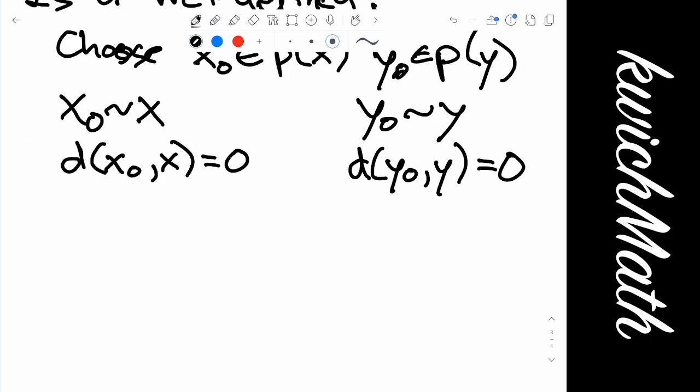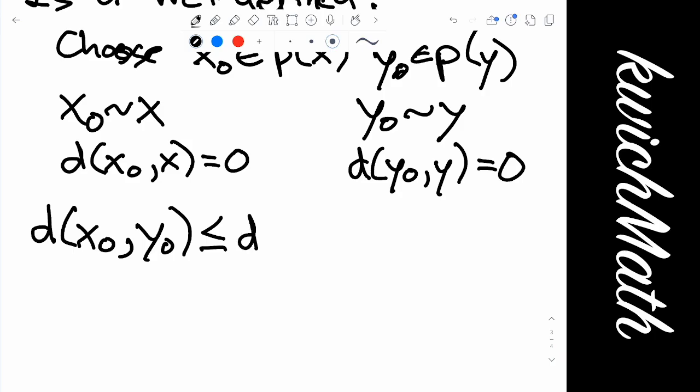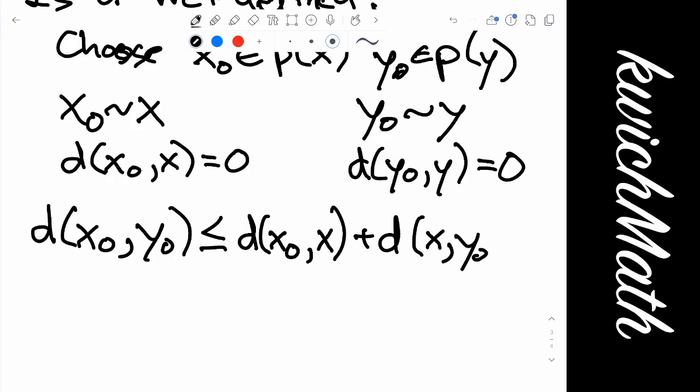Okay, so let's try to calculate or see if we can say something about this distance from X0 to Y0. So what we can do here is we can use the triangle inequality. So let's first take a detour over the point X, right? So we can do this. We kind of insert X into the path, right? But what we see here is that the distance between X0 and X, that is simply 0.